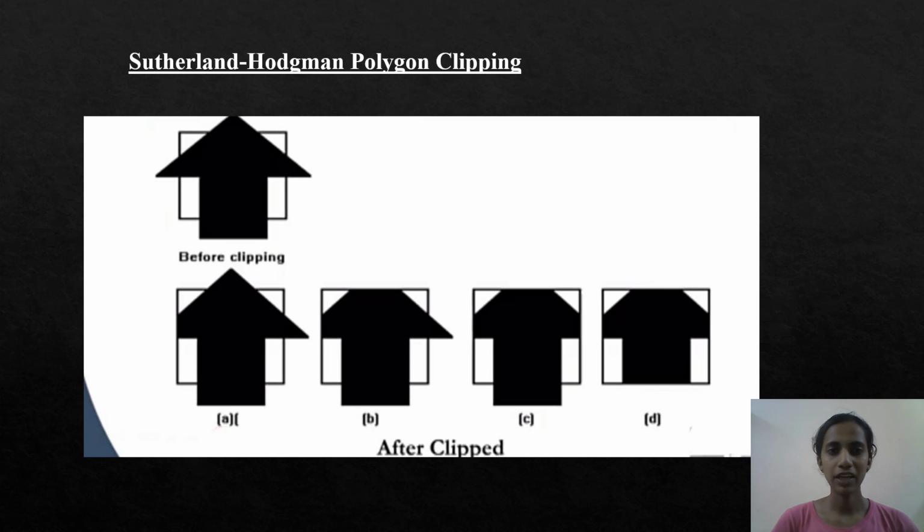So in this figure, we are going to look at how this structure is clipped with the help of Sutherland Hodgeman polygon clipping. In the first one, it is left clipped, that is the left side of the part has been cut. Then it is followed by the top clip, followed by the right clip, and followed by the bottom clip.